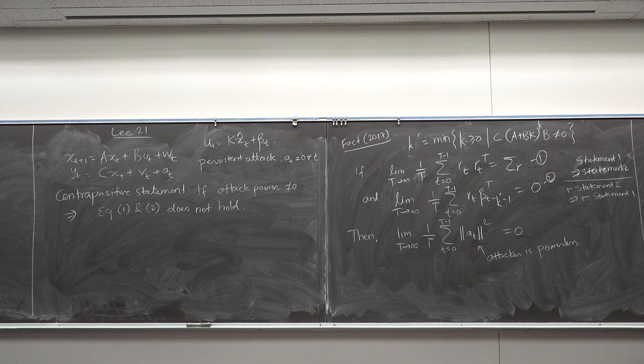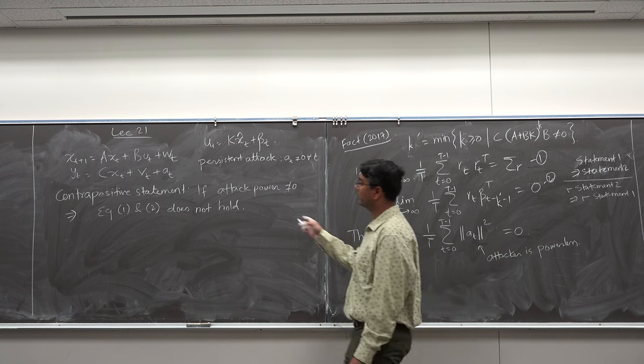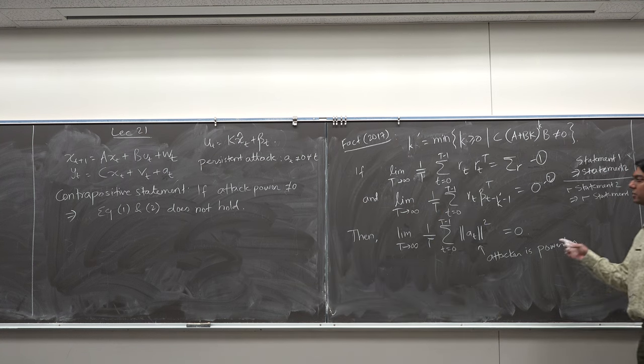So what I want you to think is, now that you know this statement, now that you have seen this result and the contrapositive statement, how would you come up with a test statistic to check for an attacker's presence in this particular system? What would you come up with as a test statistic? Any thoughts? What would you do as test statistics?